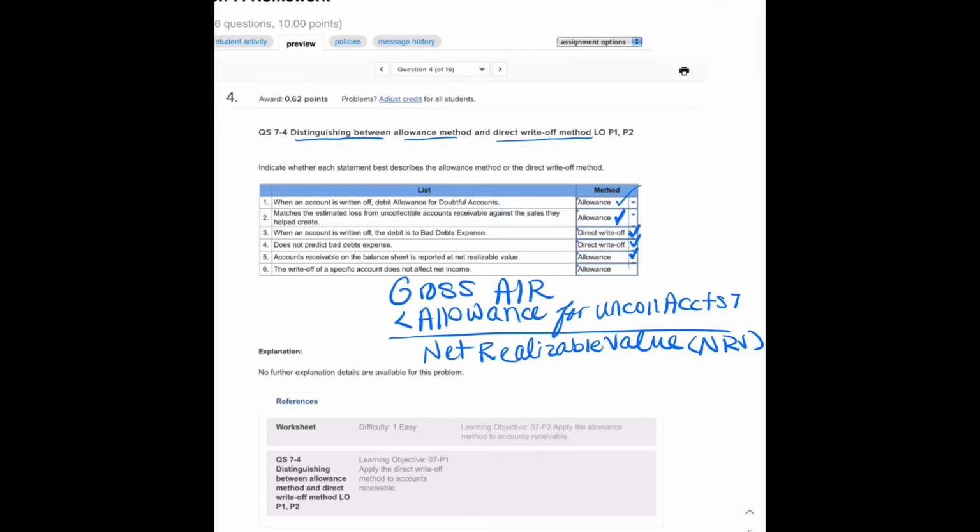And finally, the write-off of a specific account does not affect net income. This is the allowance method also, and we'll talk about this more later when we actually see something get written off under the allowance method. But for now, just know that is a characteristic of this because we actually hit net income when we made the sale, in that same period, not when that actual write-off occurs. So we want to make sure that we understand that, and that brings us to the end of question 4. So now we'll move on to question number 5.